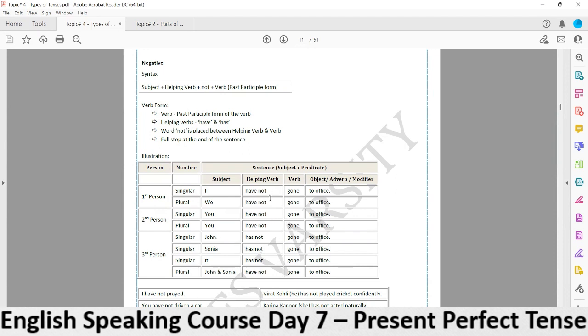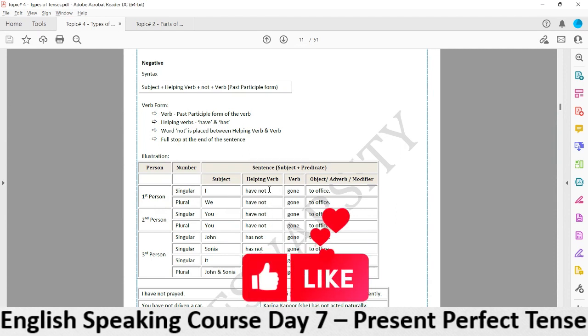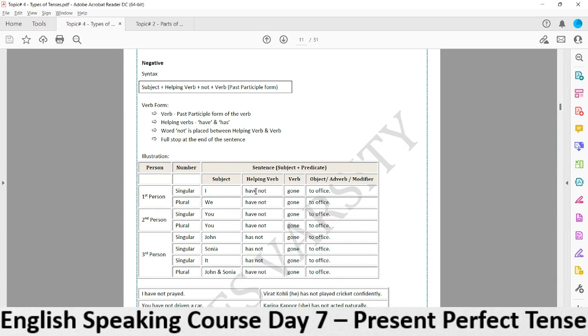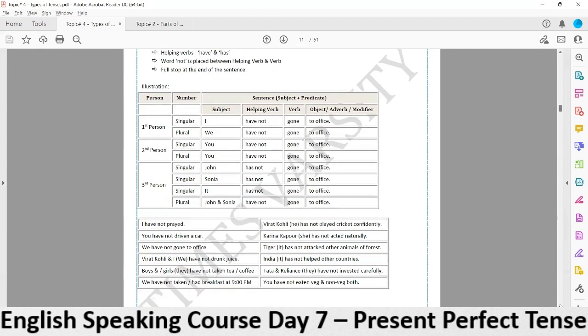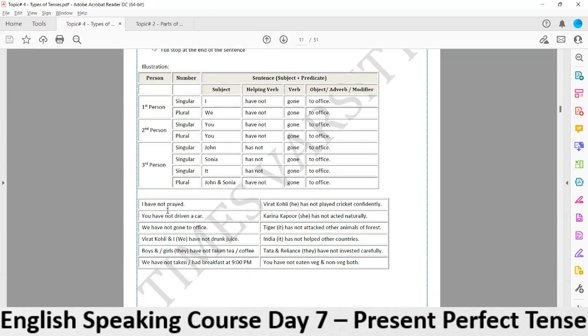So the only difference between affirmative and negative is that the word not is added between the helping verb and the verb. That's all. Nothing more technical with this one. Similarly here, I have not prayed. You have not driven a car. You have not gone to office. Virat and I have not drunk juice, right?